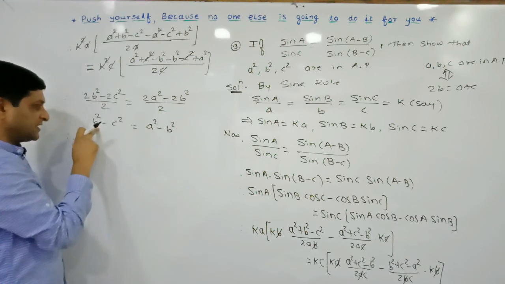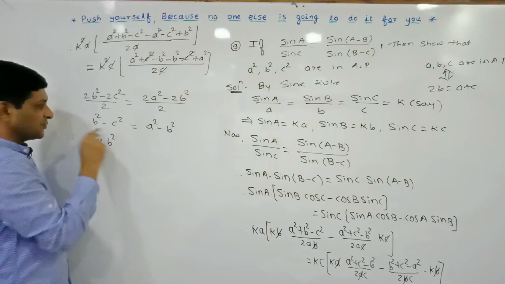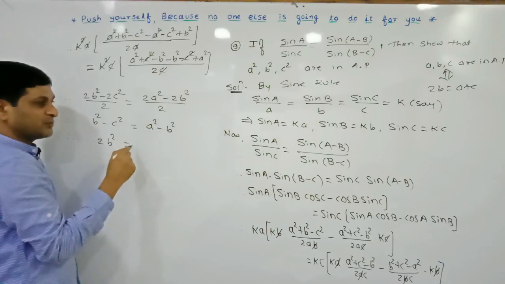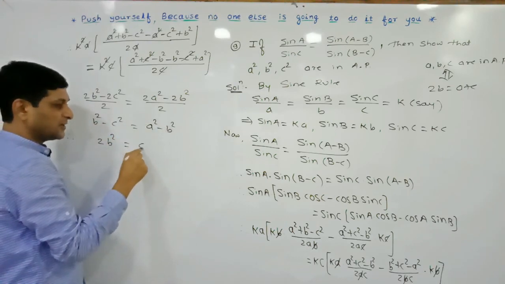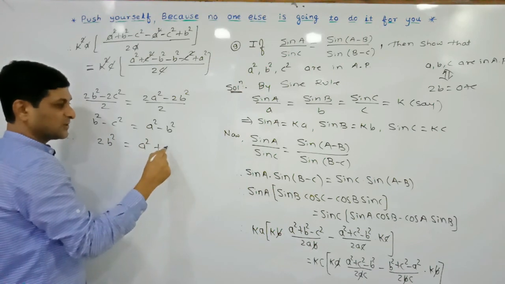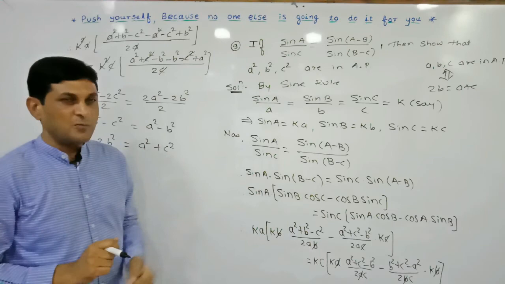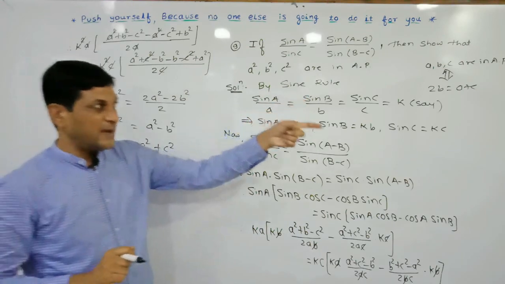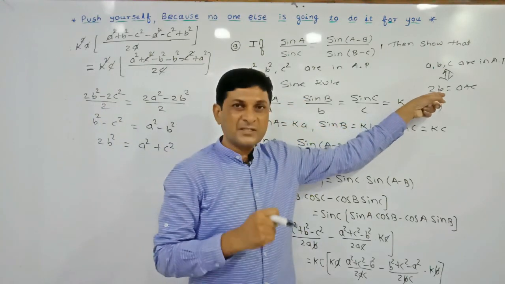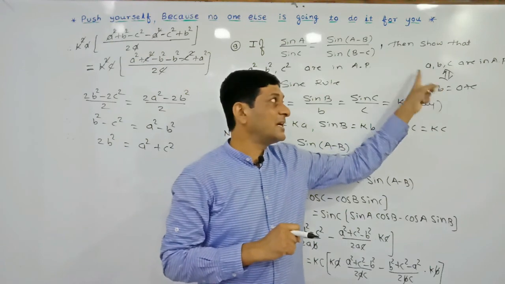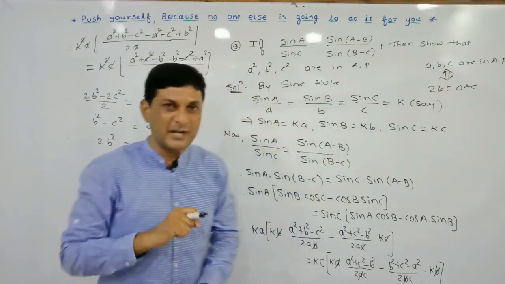So now collect the terms of b square. Minus b square on this side will become plus b square. So b square plus b square will become 2b square, and minus c square on this side will become plus c square. So a square plus c square. If you will observe, this expression is in the form of what? 2b is equal to a plus c. If 2b is equal to a plus c, this condition is satisfying. At that time we can say that a, b, c are in arithmetic progression.